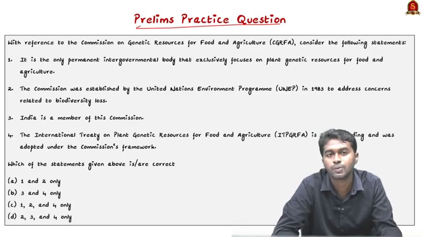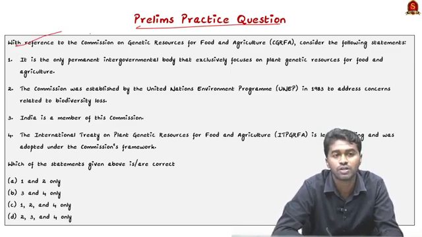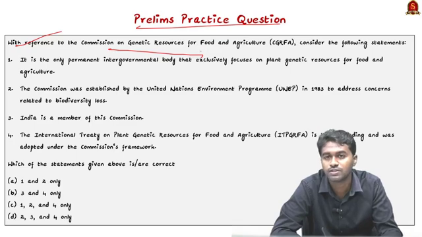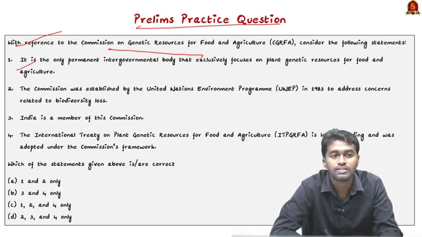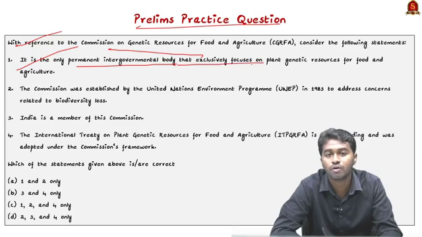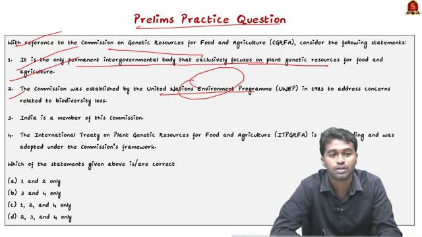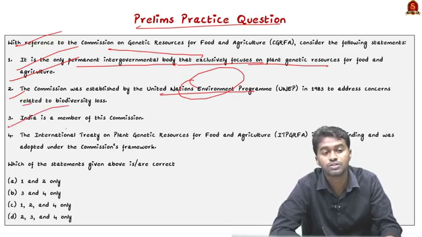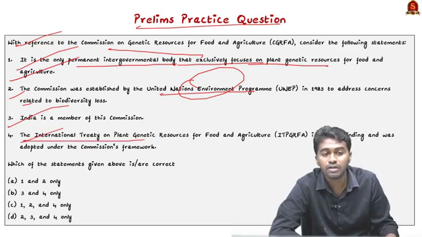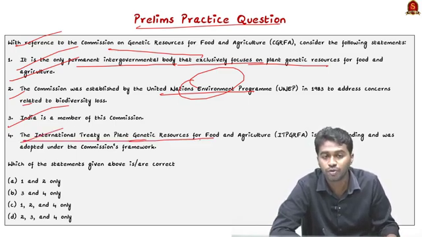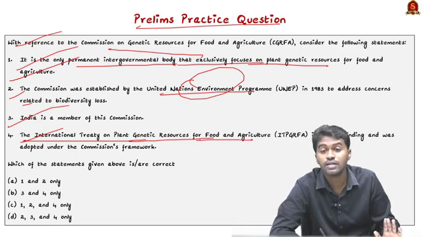Based on the discussion, try to answer this prelims practice question. With reference to the Commission on Genetic Resources for Food and Agriculture, consider the following statements. Statement 1: It is the only permanent intergovernmental body that exclusively focuses on plant genetic resources for food and agriculture. Statement 2: The commission was established by the United Nations Environment Program in 1983 to address concerns related to biodiversity loss. Statement 3: India is a member of this commission. Statement 4: The International Treaty on Plant Genetic Resources for Food and Agriculture is legally binding and was adopted under the commission's framework. Which of the statements given above is or are correct?